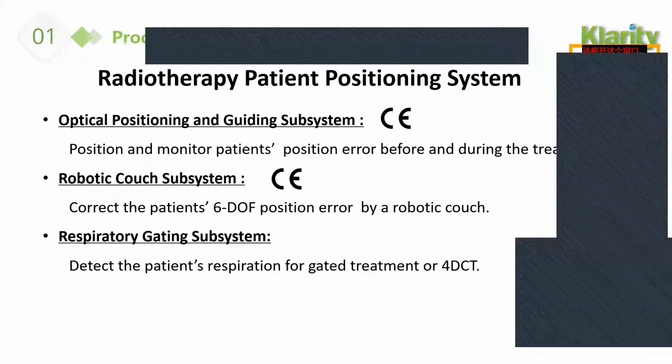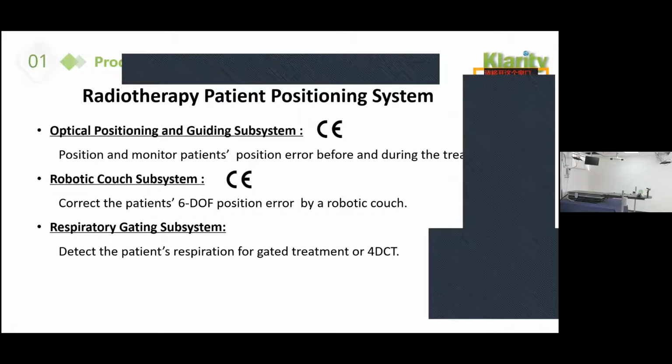And the second subsystem is the robotic couch subsystem. This can correct the patient's position area with 6 degrees of freedom by a robotic couch. And the third subsystem is the respiratory gating subsystem. This subsystem can detect the patient's respiration for gated treatment and 4D CT.